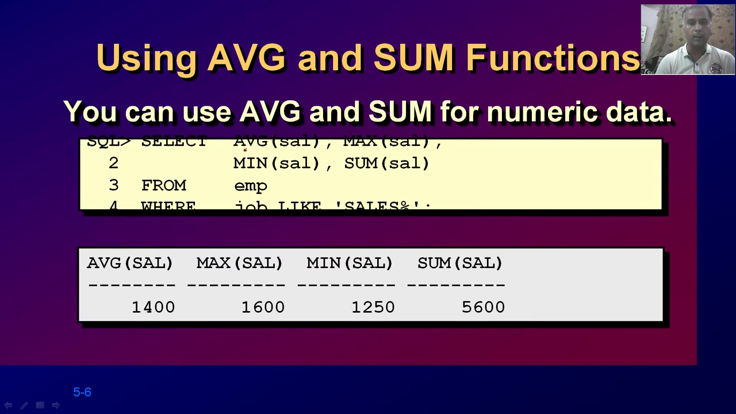Select average salary, maximum salary, minimum salary, and sum of the salary from the employee table, where job like 'SALES%'. So the average salary output will be this way, maximum salary this, minimum salary this, and sum of the salary is this.